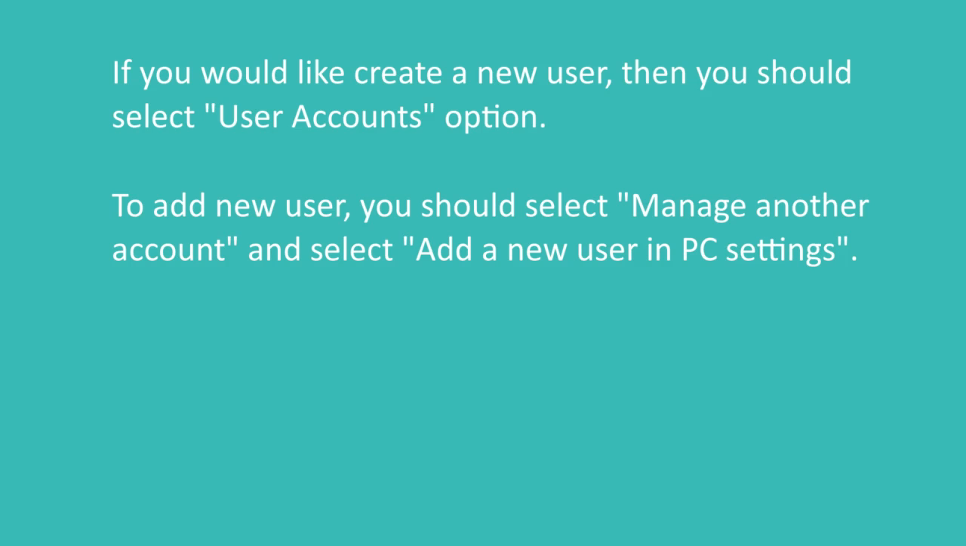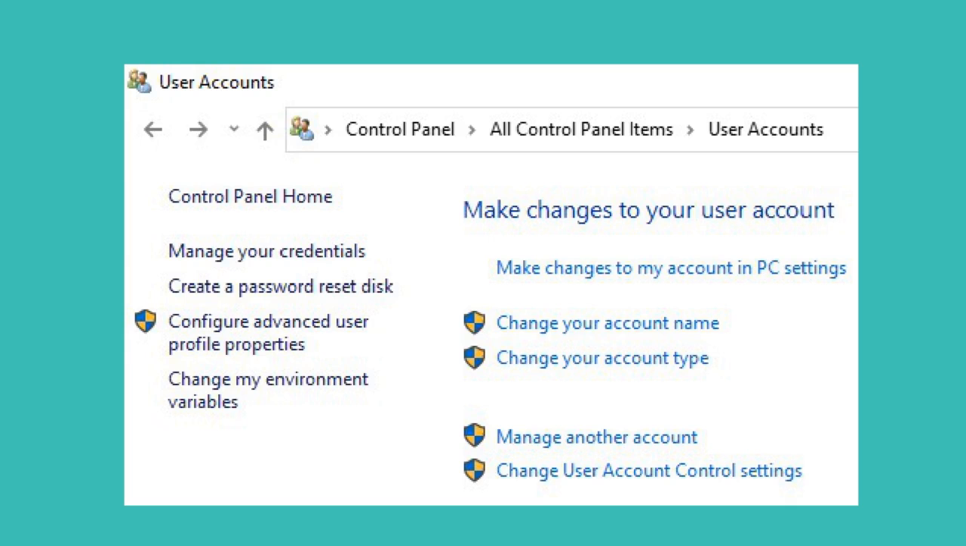If you like to create a new user, then you should select the User Accounts option. To add a new user, you should select Manage another account option and select Add a new user in PC settings. So if you double click the User Accounts option, you will view the several settings and you will be able to create a new user. This is the page we have to use, and here you can manage another account or change user account control settings, and you can create a password reset disk and several things.